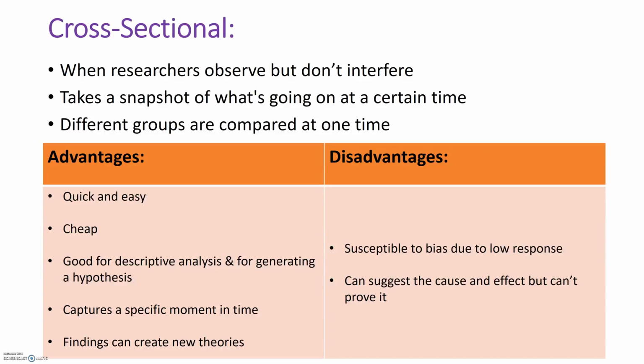So the next one is cross-sectional, and this is when the researchers observe but don't interfere, and it takes a snapshot of what is going on at a certain time and different groups are compared at one time.